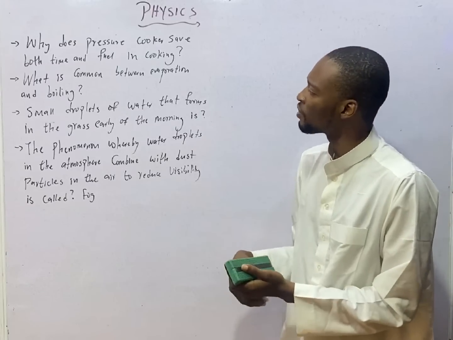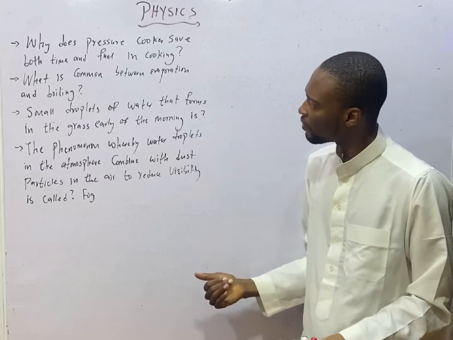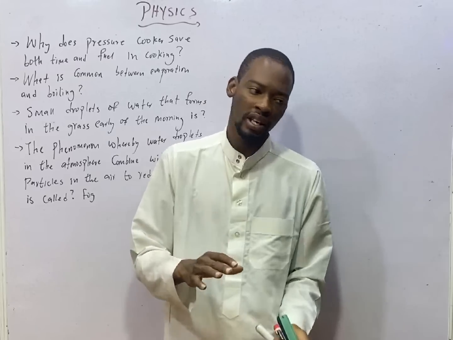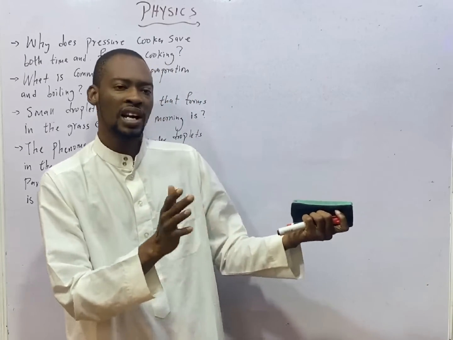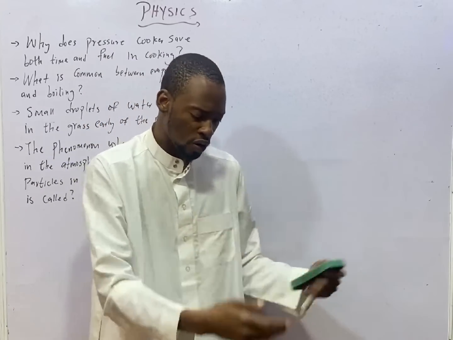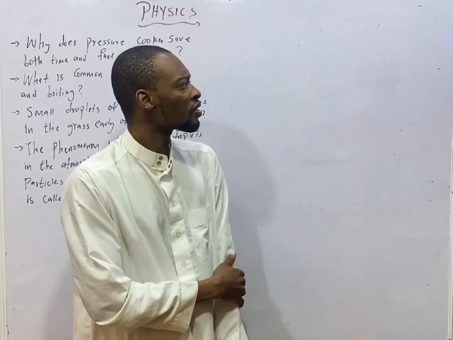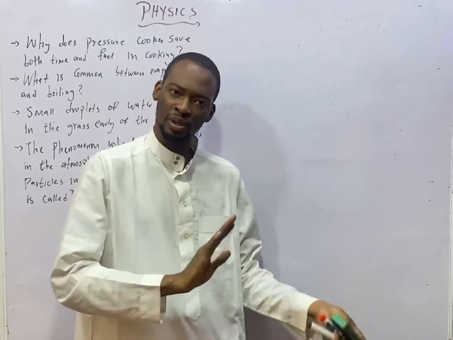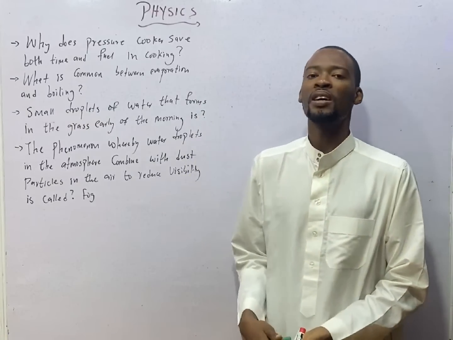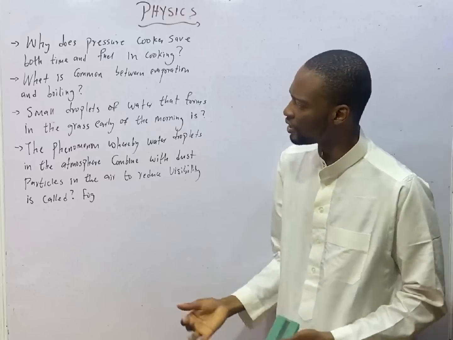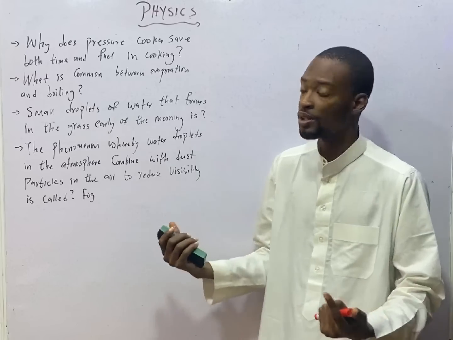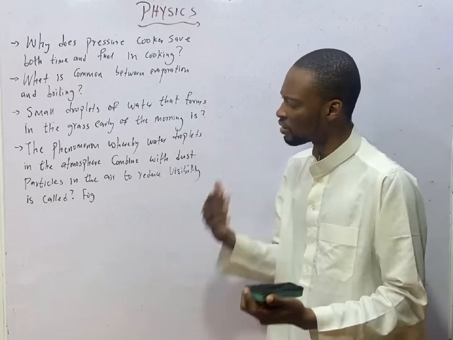What is common between evaporation and boiling? Evaporation is change from liquid to gaseous state, and evaporation is a surface phenomenon. It happens only at the surface, while boiling occurs all over the liquid. Evaporation can also happen at any temperature, but boiling will definitely happen at a particular temperature. For water, 100 degrees Celsius. Every other liquid has its own boiling point. I think alcohol should be around 78 degrees Celsius or so.